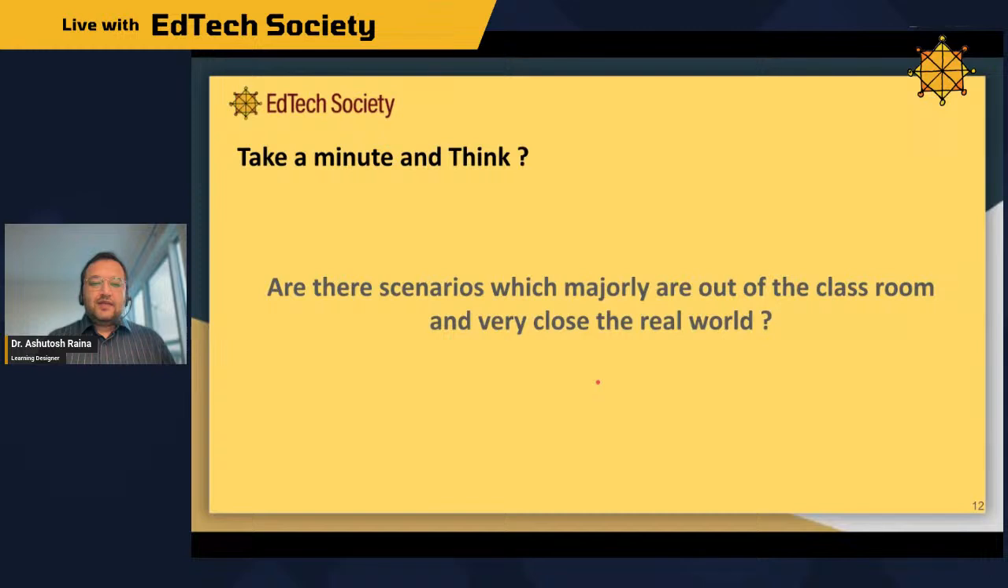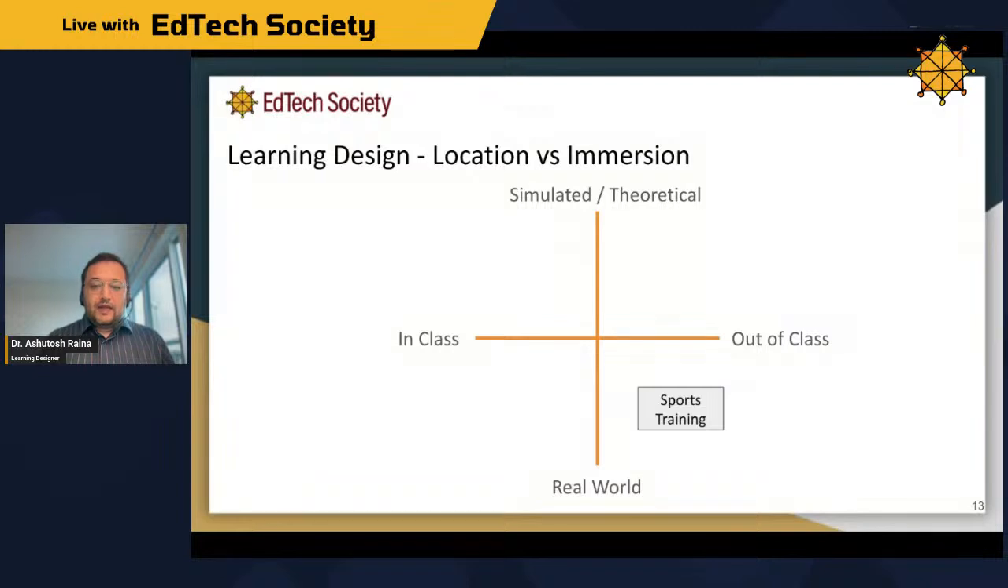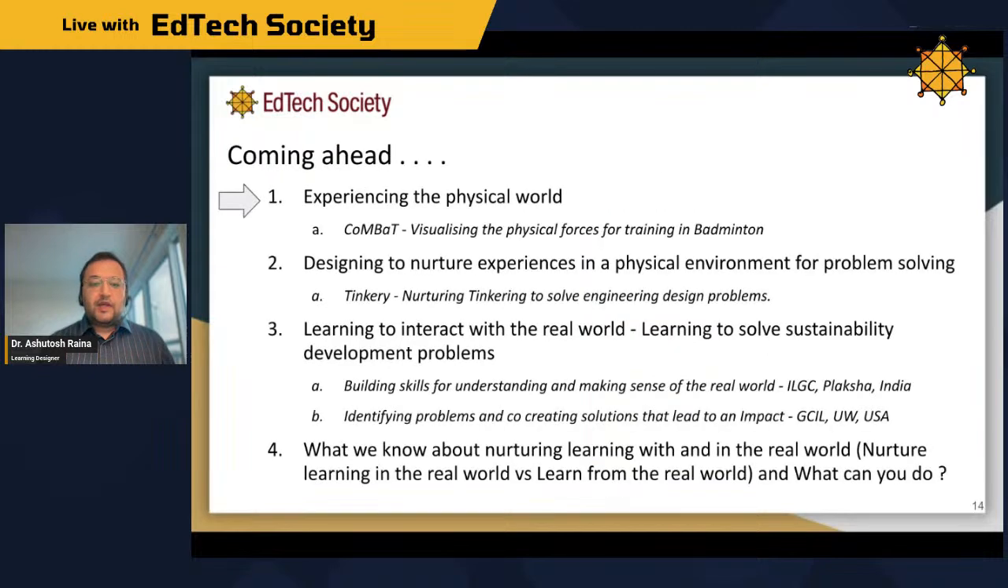So now let's take a minute and think. Are there scenarios where majorly the learning happens out of the classroom, or in the real world? Here's one, which is sports training, which happens in the real world and out of classroom. So this brings us to the first part of the talk, where I'll be talking about experiencing the physical world.